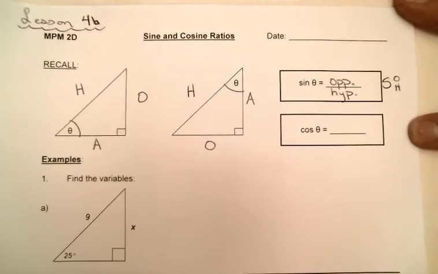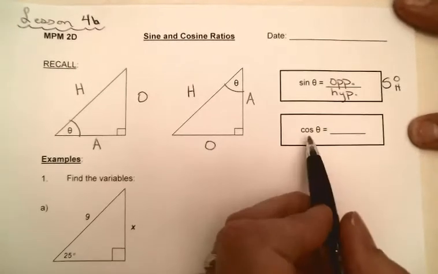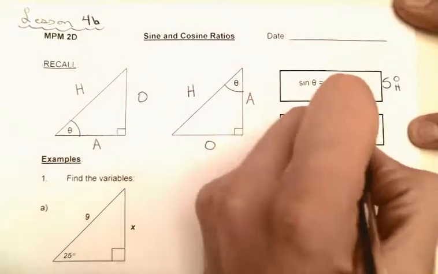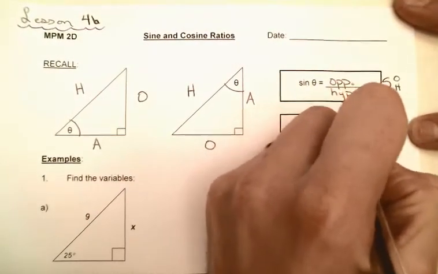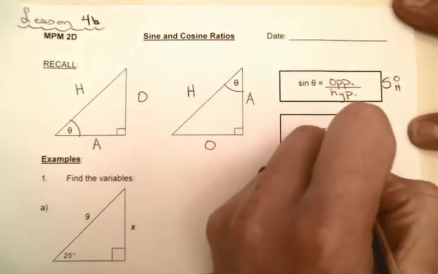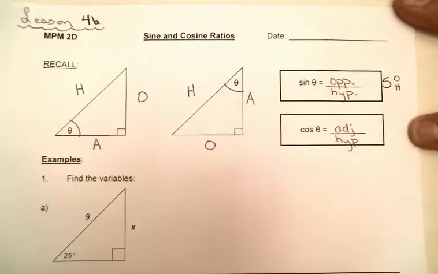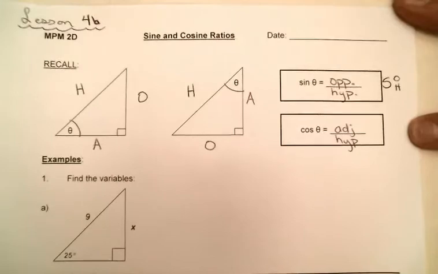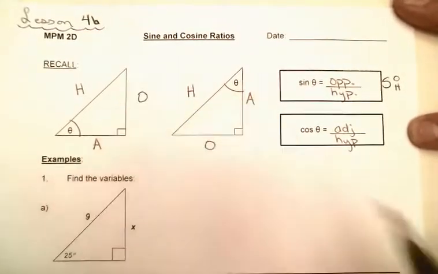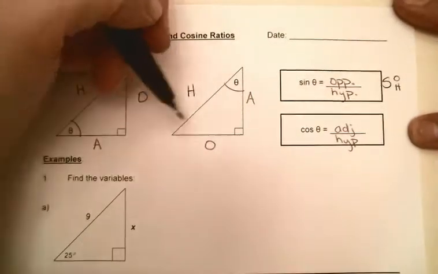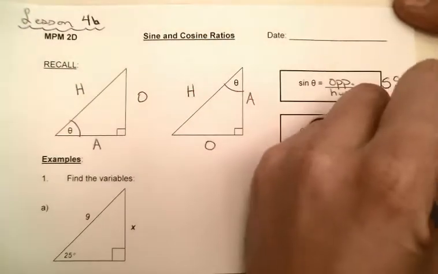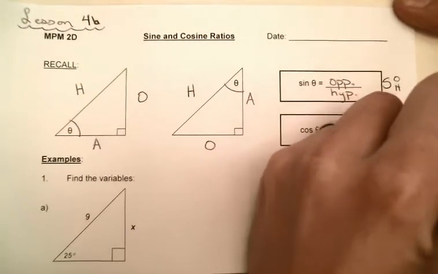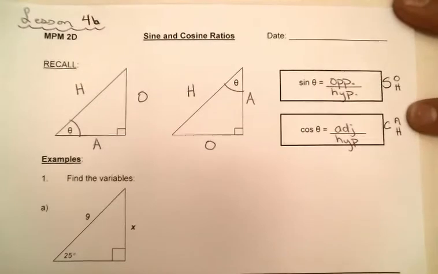Cosine is similar. The cosine of theta, though, takes the adjacent and divides it by the hypotenuse. So it's that ratio we're interested in. So if we wanted the cosine of this angle, we would have to take this adjacent side and divide it by the hypotenuse. And remember that thanks to SOHCAHTOA. For cos, it's ka. Let's look at some examples.